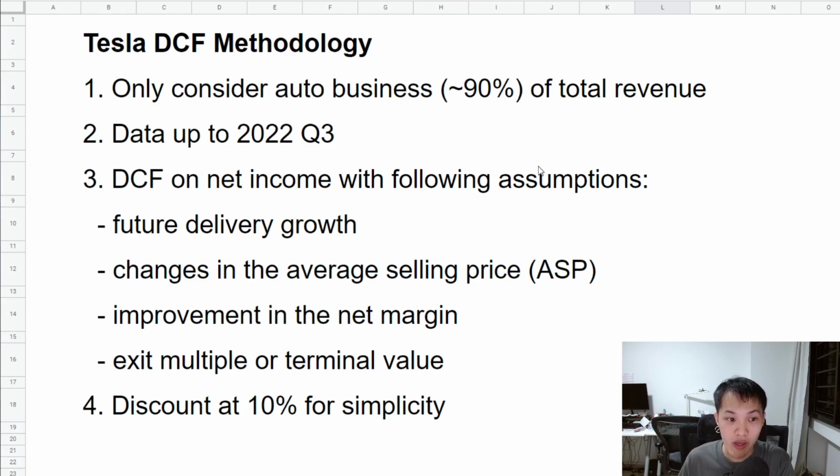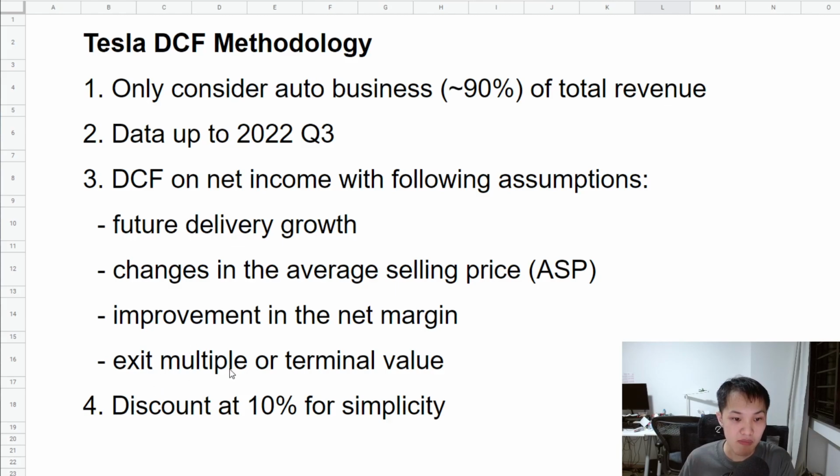And I assume the following assumptions. The first one is the future delivery growth rate. And then I also assume that there's a change of the average selling price, because currently the price may not be sustainable because they might need to cut the price in the future, right? So I put that in. And then I also assume some improvement in the net margin. This is mainly because of the scaling of the business, as some of their expenses are fixed and their revenue will keep on increasing, right?